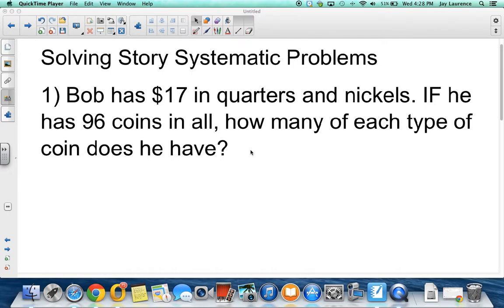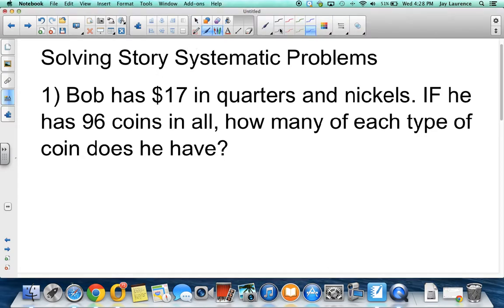Whoa, algebra students, Mr. Lawrence here, and we're going to do two quick story problems using systems to solve them. So first of all, Bob has $17 in quarters and nickels. If he has 96 coins in all, how many of each type of coin does he have?